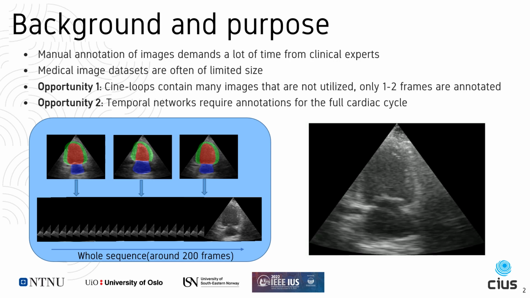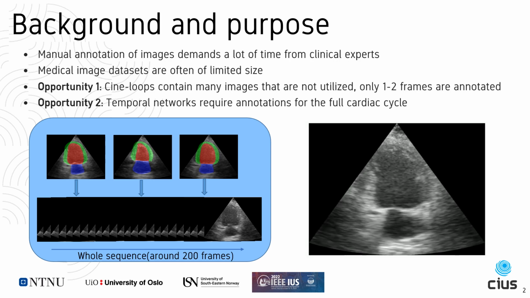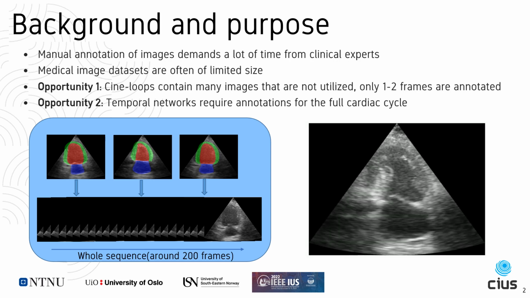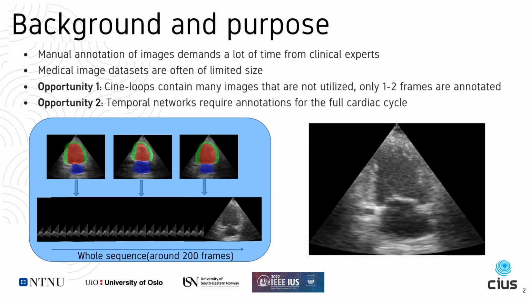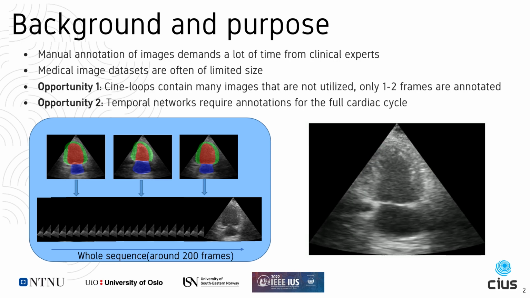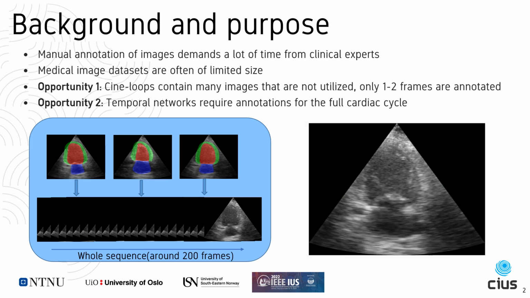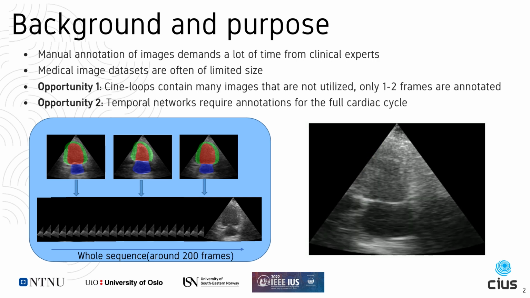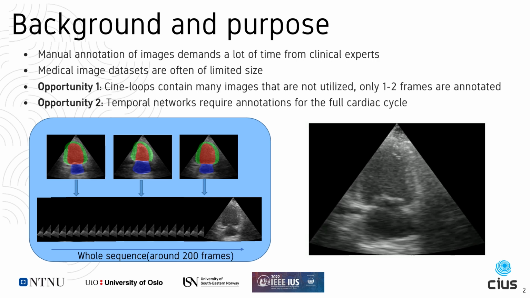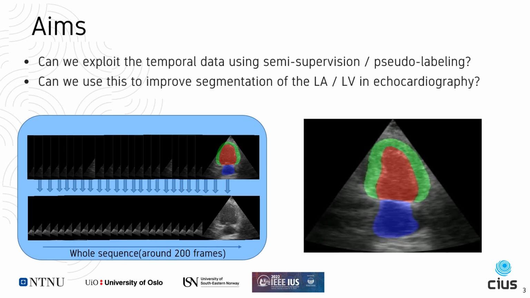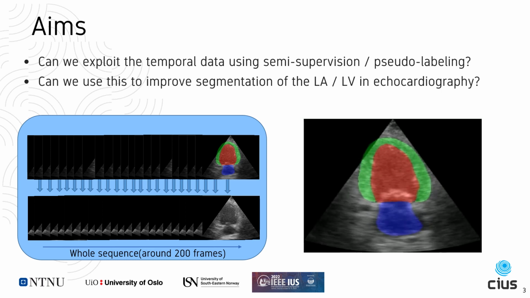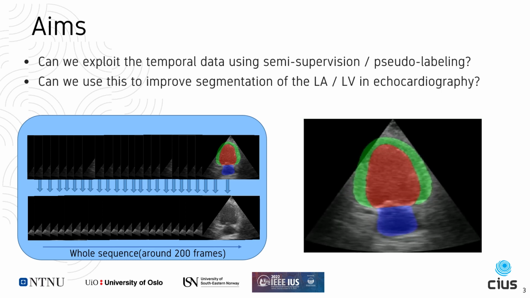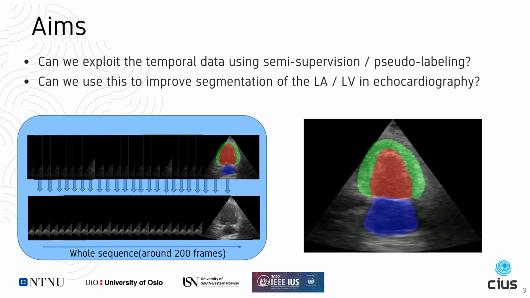Therefore, we found two opportunities to work with. First is that cineloops contain many images that are not utilized. Usually only 1 to 2 frames are annotated. Second is that temporal networks require annotations for the full cardiac cycle. However, having clinical experts annotate the entire recording manually is certainly not the best approach.